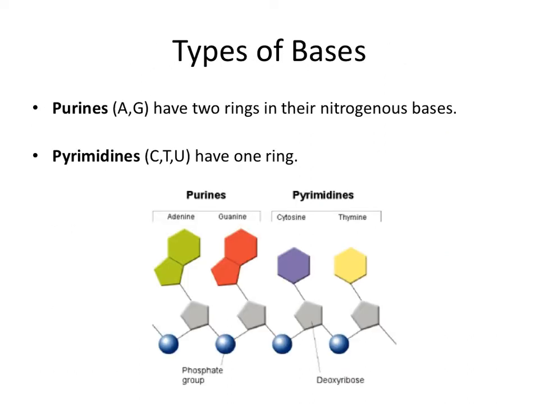So the types of bases for DNA and RNA can be classified into 2 groups. There's purines and pyrimidines. Purines are adenine and guanine, and they have 2 rings in their bases. Right here, 1, 2, adenine, guanine. Pyrimidines, on the other hand, have only 1 ring, and cytosine and thymine and uracil are all pyrimidines with 1 ring. If you get those mixed up, purines versus pyrimidines, please look back at your notes for some tips on how to remember that.